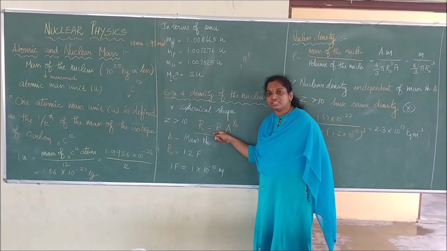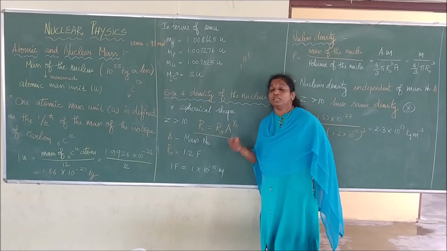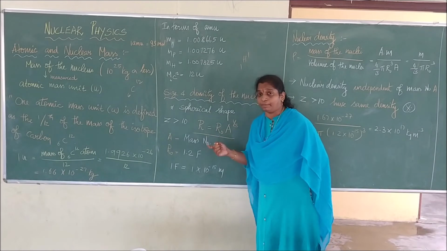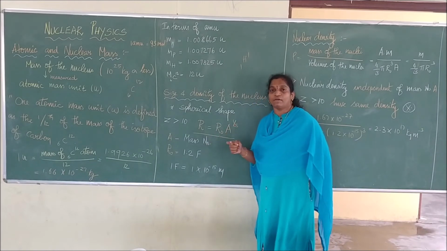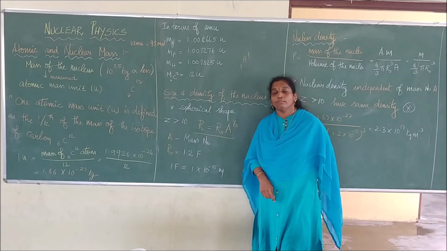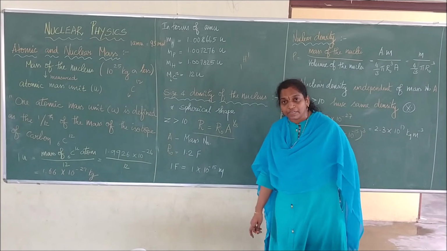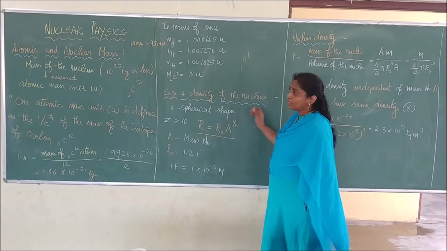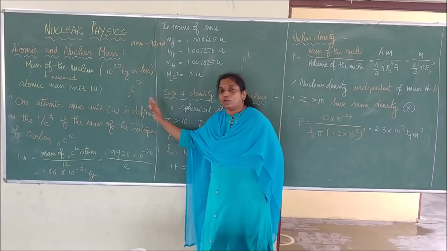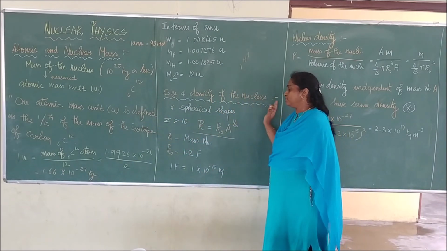What does the R0 value stand for? It is 1.2 Fermi. Some of the old books give 1.3 Fermi, but the newly edited books give 1.2 Fermi. Fermi takes the value of 10 power minus 15 meter. Is it clear? So you have learned about the atomic and nuclear mass, and about the size and density of a nucleus.